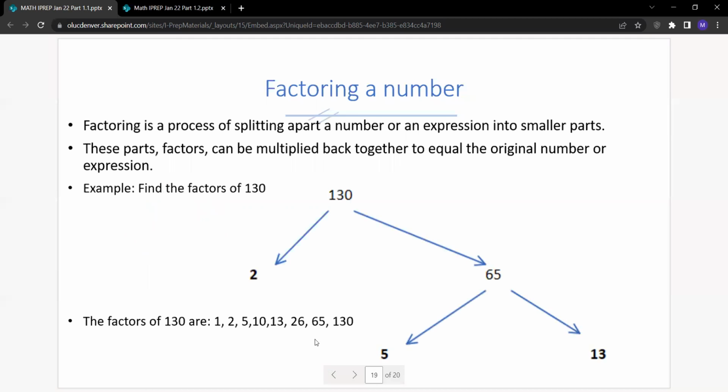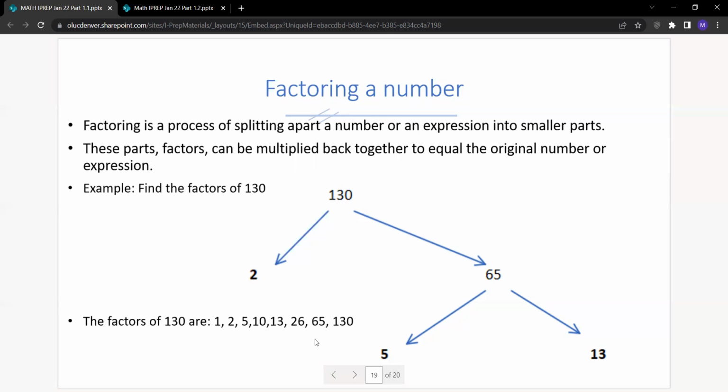So, factoring a number. Factoring is the process, that's kind of what we just did on that last one. So 4 equals 2 times 2. That is factoring. So factoring is the process of splitting apart a number or an expression into smaller parts. These parts, called factors, can be multiplied back together to equal the original number or expression. So in this example, we are finding the factors of 130.